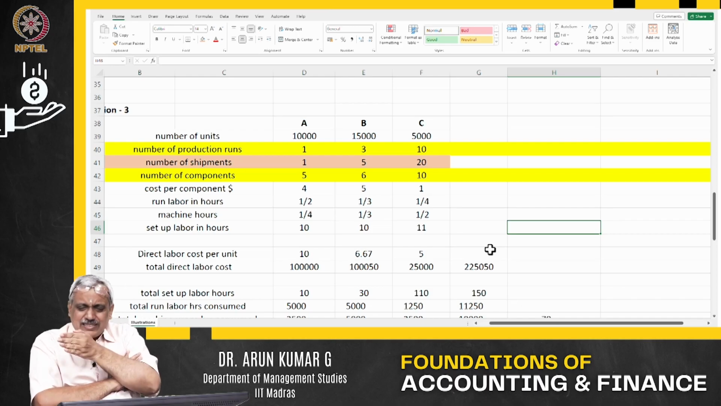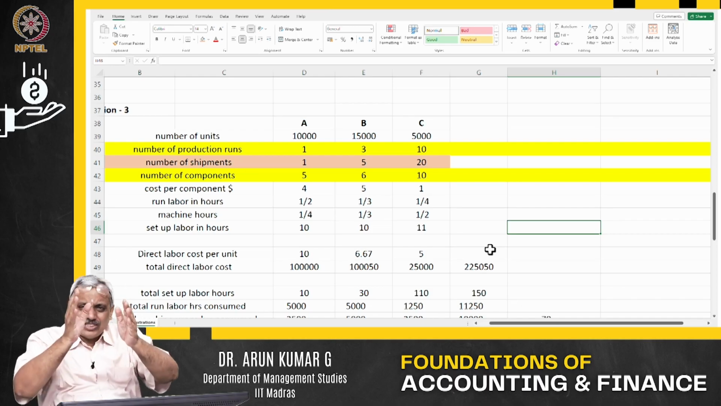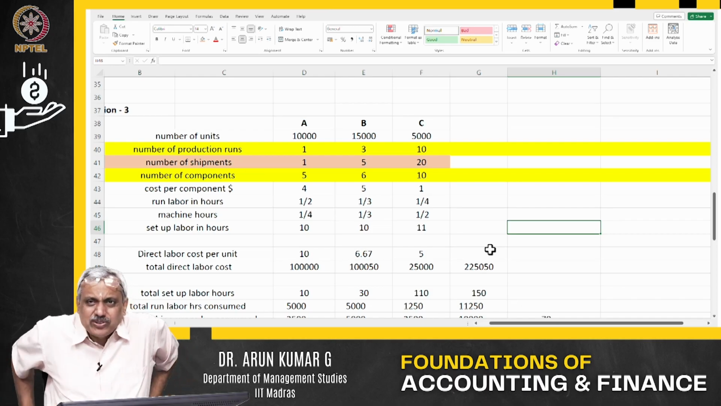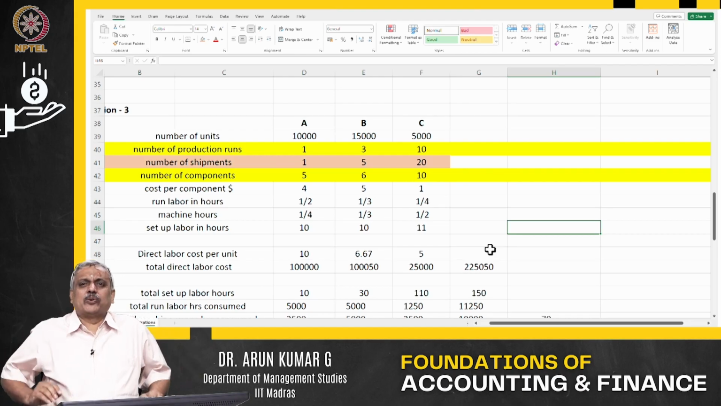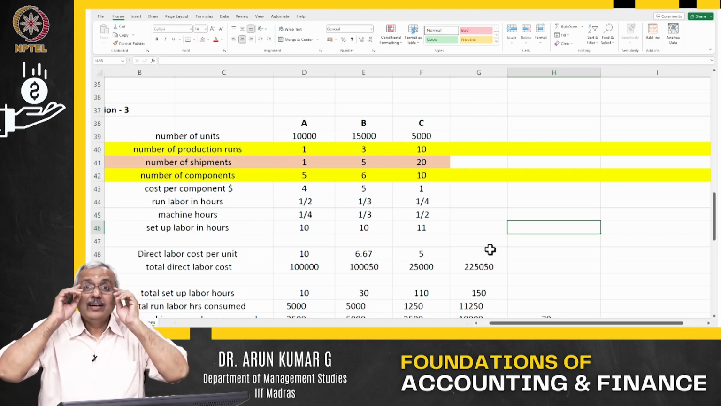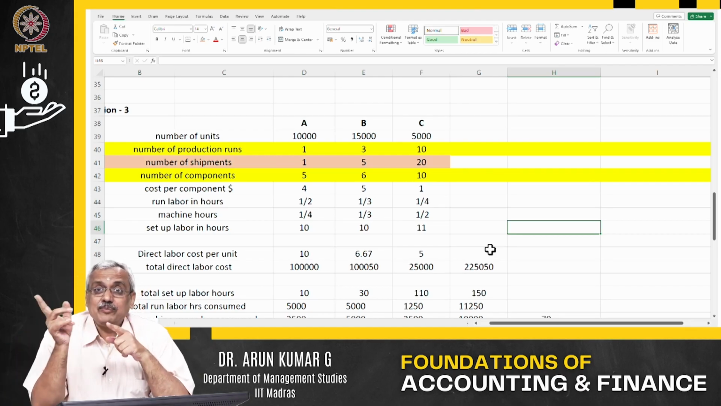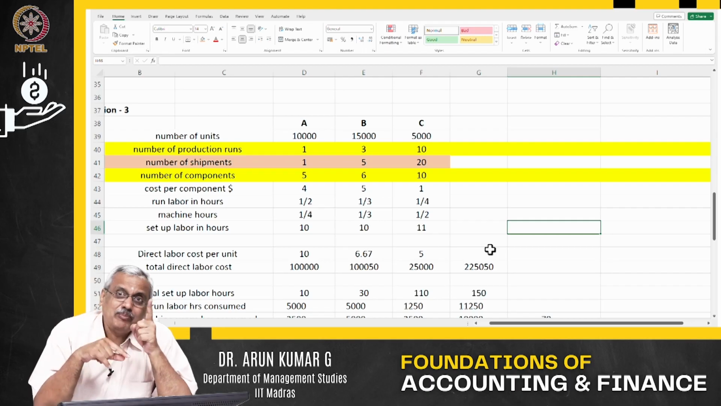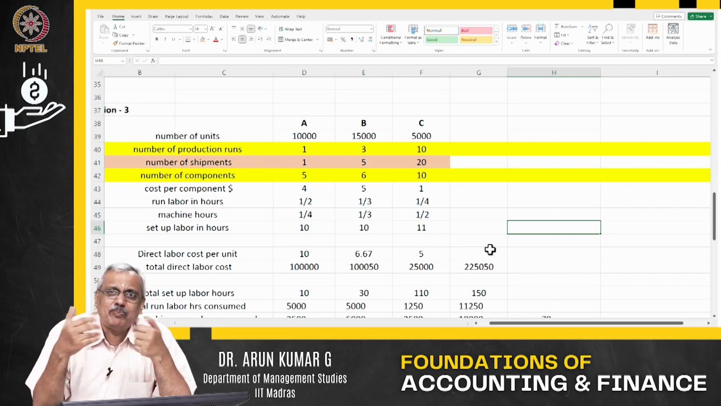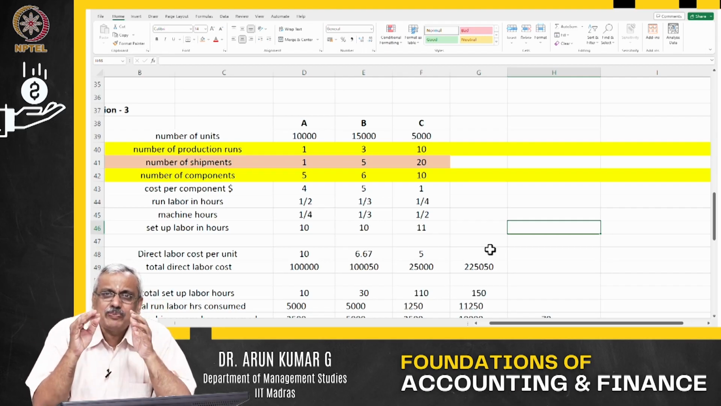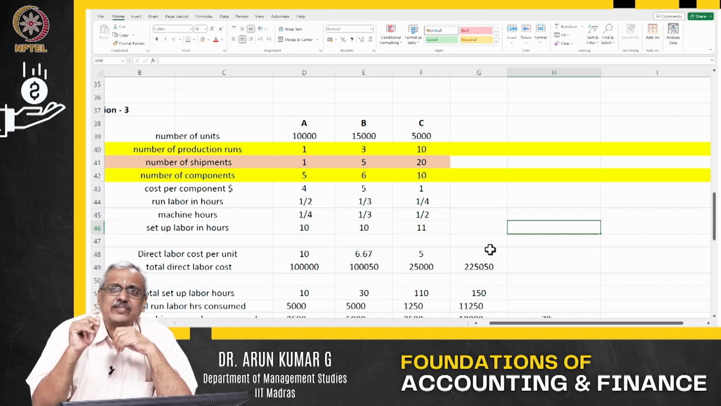Now, for the basis of this particular problem, let me assume you are manufacturing industrial goods and you are sending everything in bulk. So when you are sending it in bulk, what is the driver that is making me incur the packing cost? The number of shipments. Every time there is a shipment, you pack and send it out. So the number of shipments becomes the activity driver in this case.